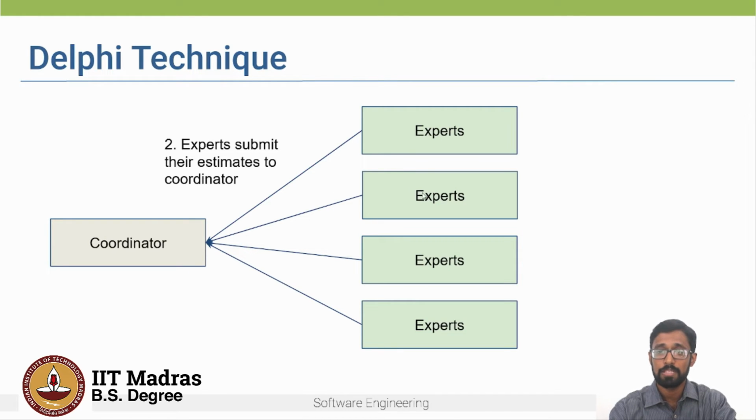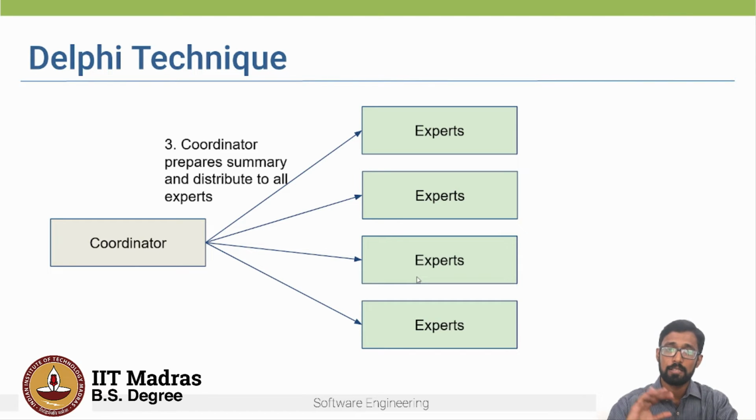Note that each of these experts submits their estimate individually. They are not discussing with each other. The coordinator prepares a summary and distributes it to all the estimators, the experts. Now the experts look at this summary, and based on all the comments from all the experts, they re-estimate. Note that these comments are still anonymous. Experts do not know who has provided the estimation.